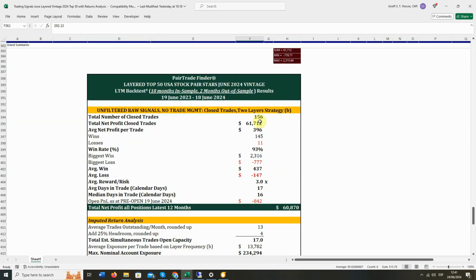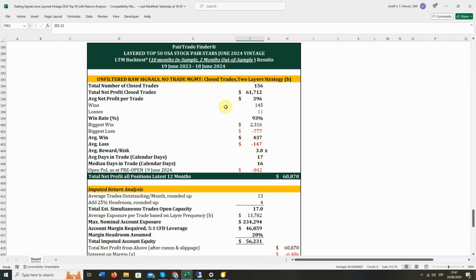You've got 156 closed trades, 61,712 of net profit. Average net profit of trades was 396, 145 winners, 11 losers, 93% win rate. Biggest win was 2,300 in one trade. Biggest loss, 777. The average reward risk 3 times with a 93% win rate. Pretty amazing. Again, remember, this is backtest, although 2 months of it are out of sample.